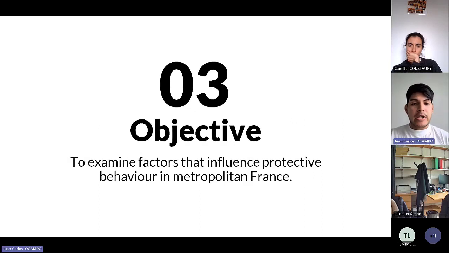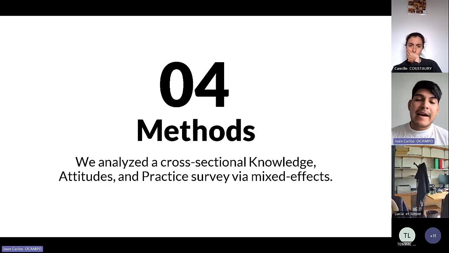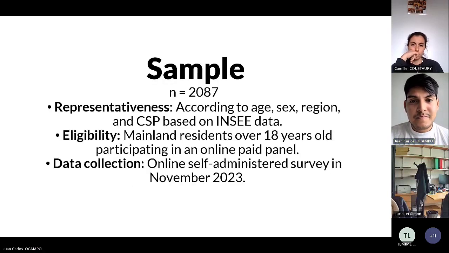Now, what is our objective? Our objective was to examine factors that influence protective behavior in all metropolitan French regions. And we'll do that by analyzing a cross-sectional knowledge, attitudes, and practice survey via mixed effects. Our sample is about 2,000 individuals. Regarding representativeness, our sample is representative according to age, sex, region, and CSP based on census data. We'll look at that in the next slide.